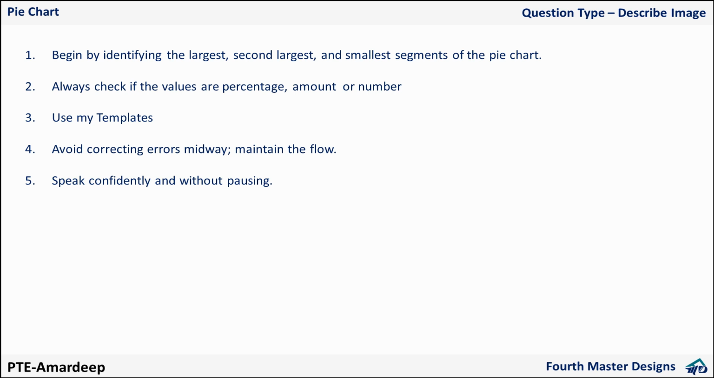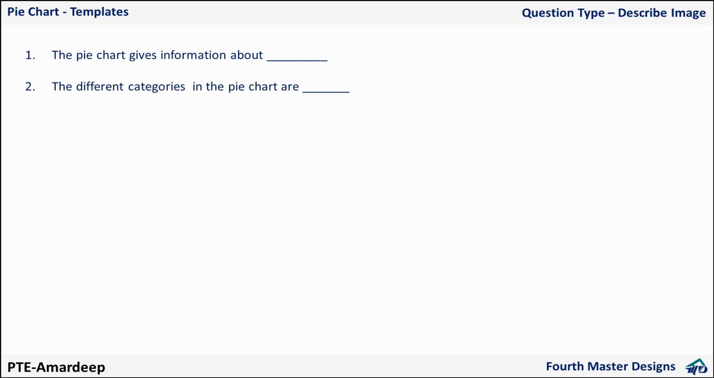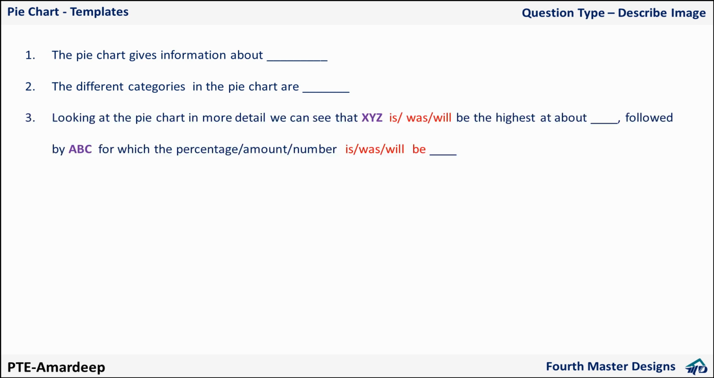Now, coming to your templates. What is the first sentence? The pie chart gives information about the, whatever the heading is, you have to use that heading. Then the second one: the different categories in the pie chart are, and you just need to name all those categories. Then: looking at the pie chart in more detail, we can see that XYZ, if it is present, say is, if it is past, was, if it is future, then you say will be the highest.